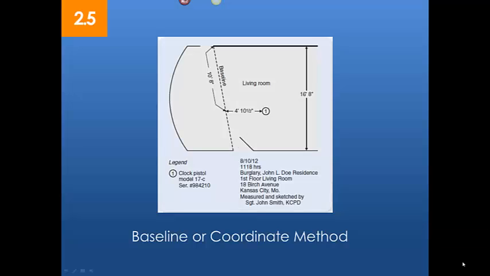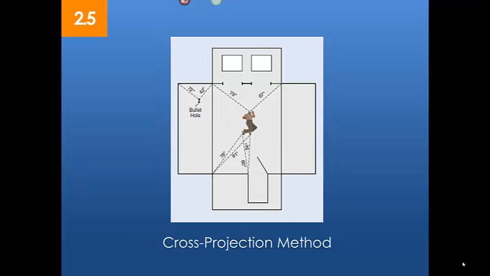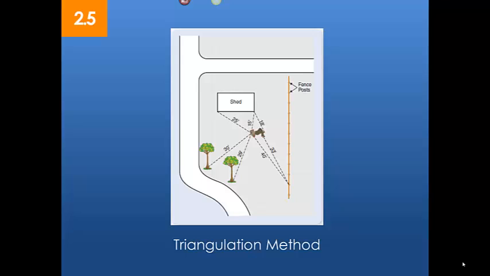This is an example of the baseline or coordinate method. This is an example of a cross projection method, and this is a triangulation method, and this is the one we tend to use for outdoor crime scenes. And we have to use fixed points like a tree that's not going to be readily moved anytime soon, or a stationary fixed fence or a shed, so we key on those points wherever we can.